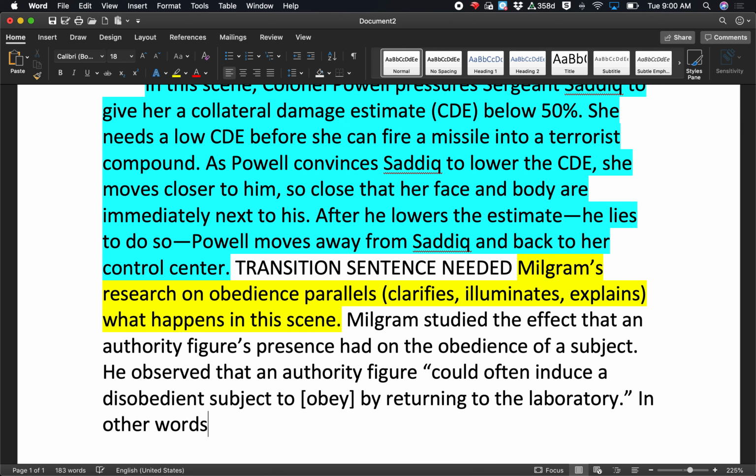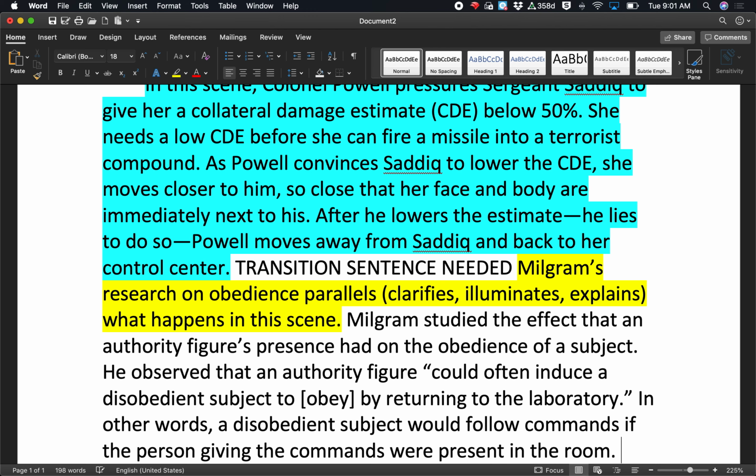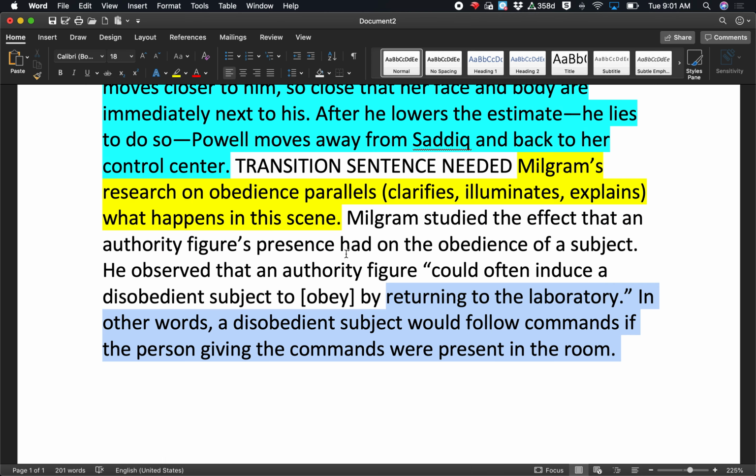In other words, a disobedient subject would, let's see, follow the experimenter's commands. I don't want to repeat experimenter, would follow commands if the person giving the commands were present in the room. All right, the yellow portion, let me give you 30 seconds to finish typing and I can comment upon what I've written.